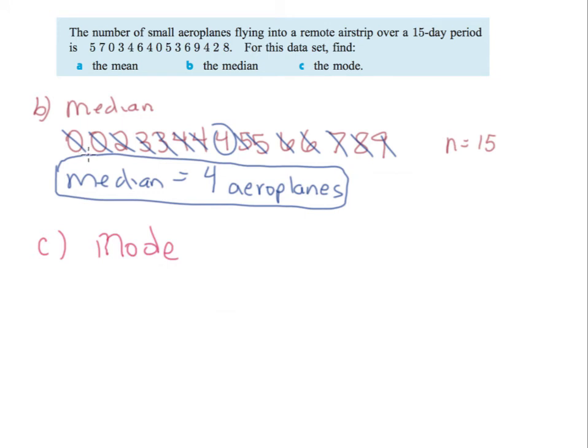The last step you can do is you can find the mode. The mode is just the number that occurs most often. So notice here I have 3 4s. So 4 aeroplanes would be my mode.